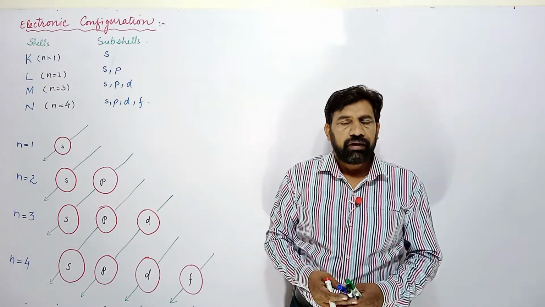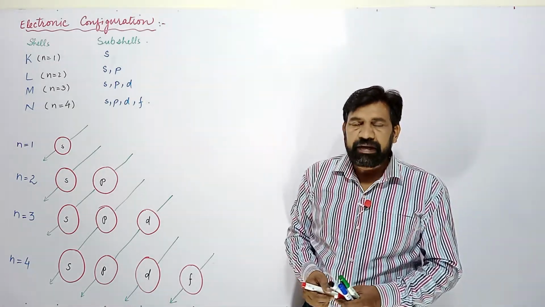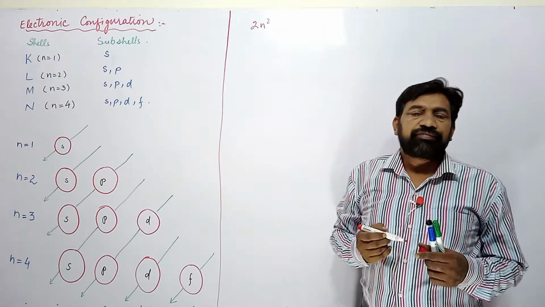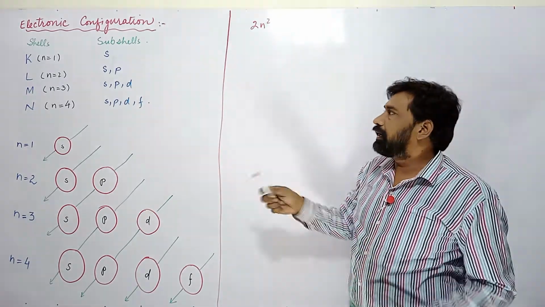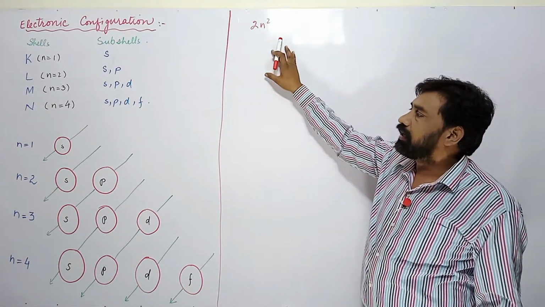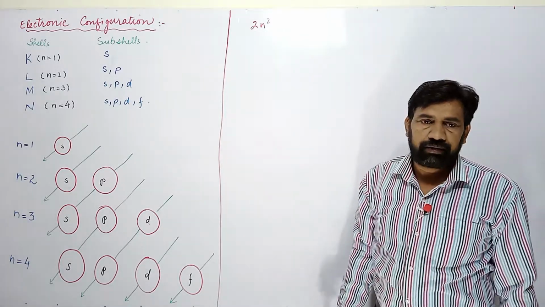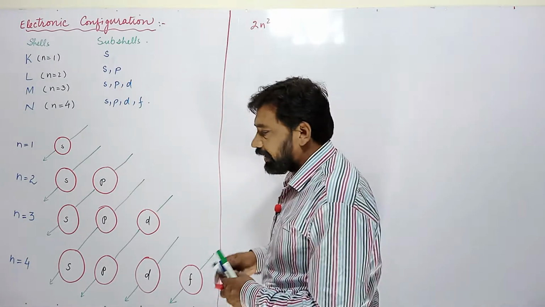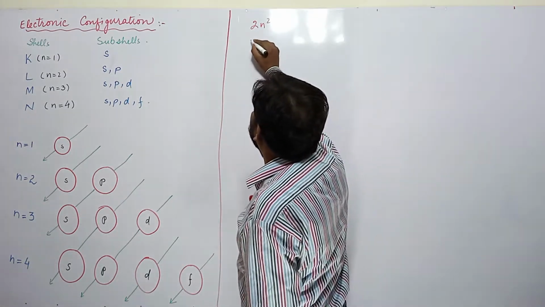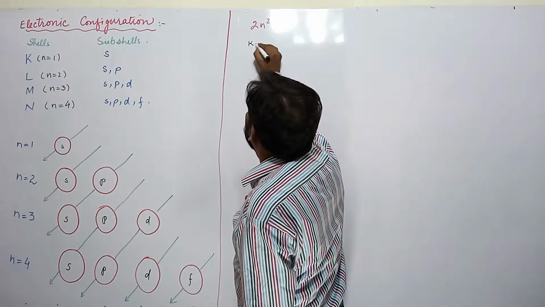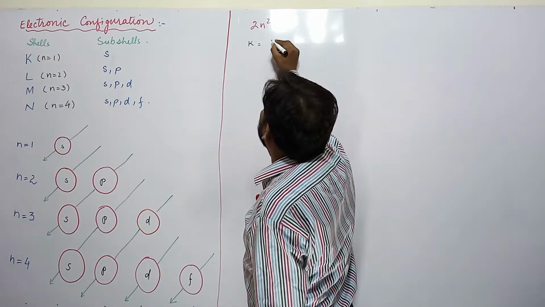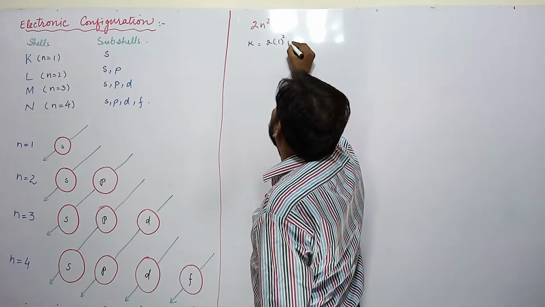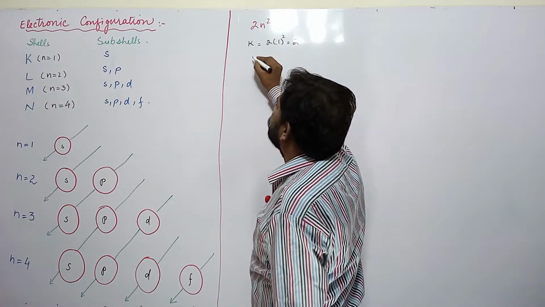Now students, the question is that how many electrons can be accommodated in each shell. So first of all, we will talk about the main energy levels or shells. Using the formula 2n², we can find out the maximum number of electrons that can be accommodated in K shell, L shell, M shell and N shell. So let's find out by using this formula. For K, n is equal to 1. So we will put the value of n here, and it is equal to 2.